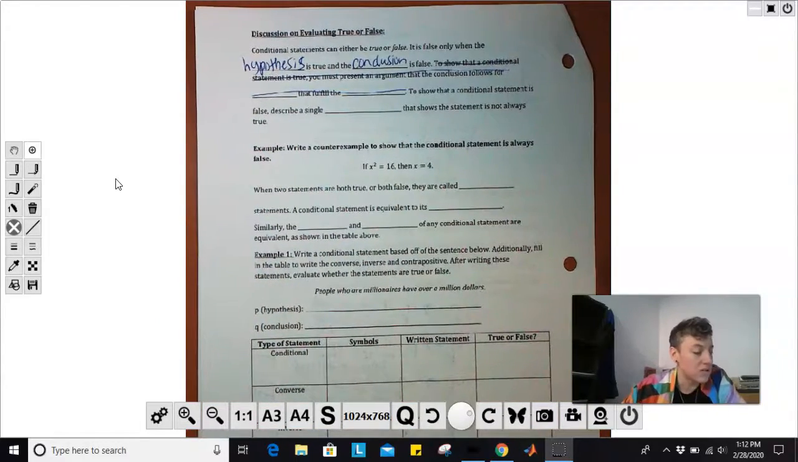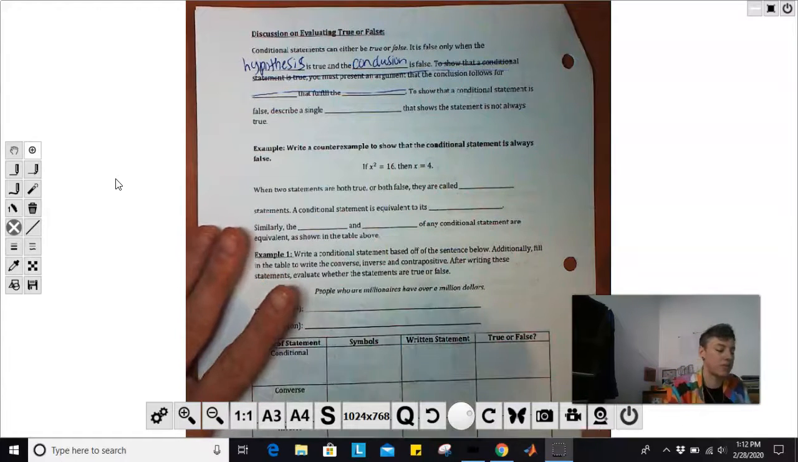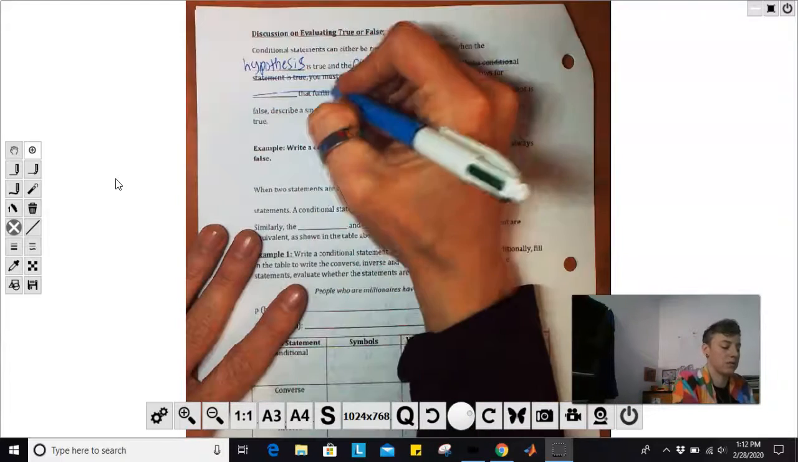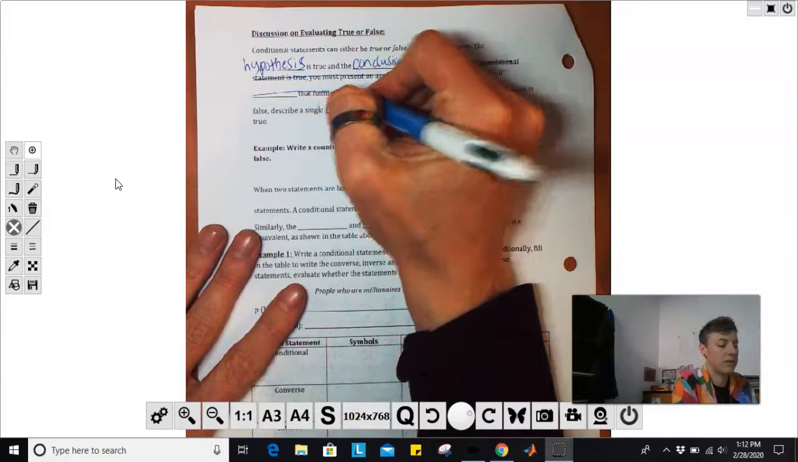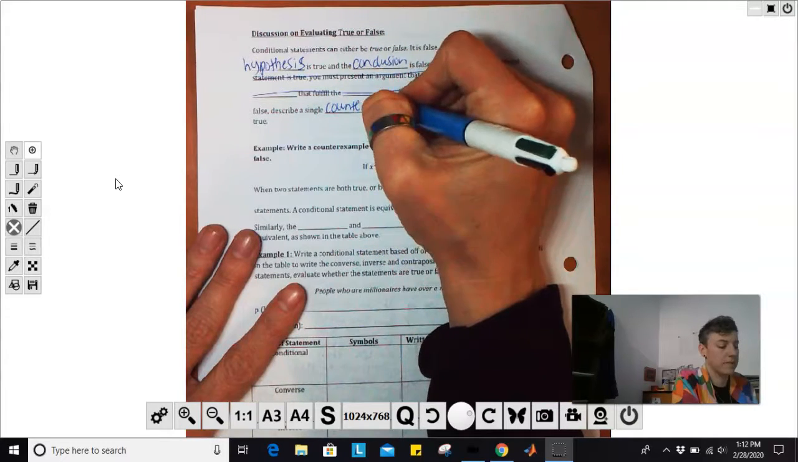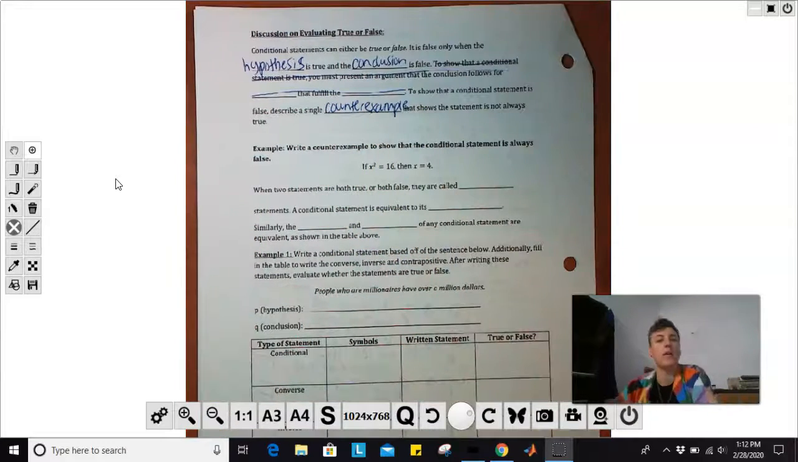To show that a conditional statement is false, describe a single counterexample that shows the statement is not always true. Counterexample. So a counterexample is one example that shows that something is false.